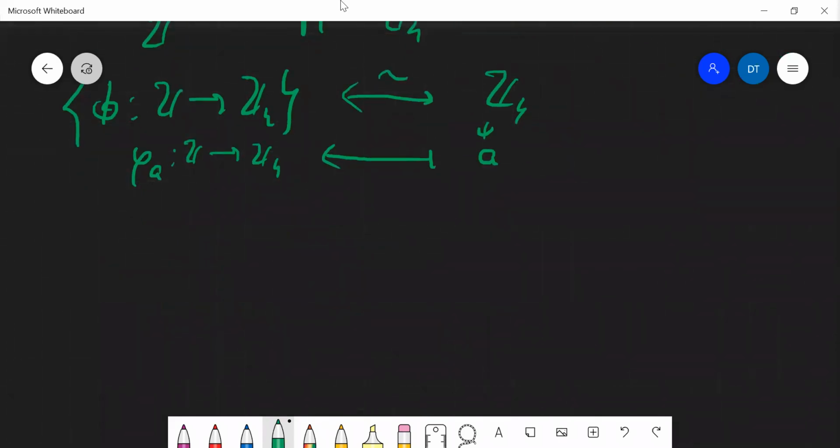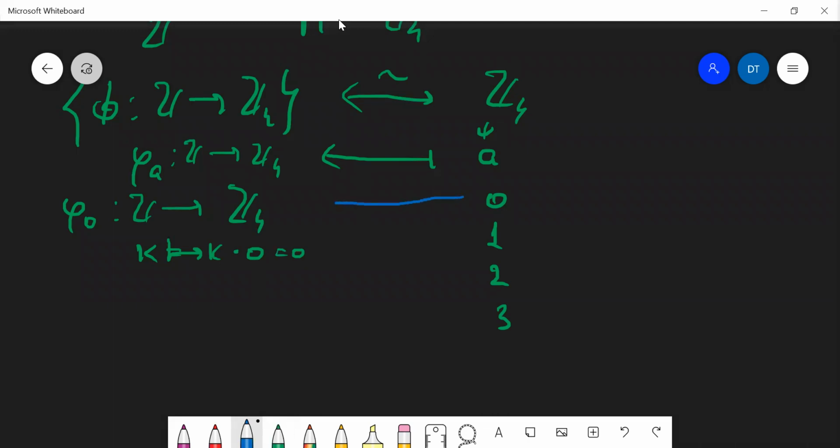So we have 4 elements here: 0, 1, 2, and 3. The element 0 gives you a map phi 0 from Z to Z4, and it takes k to the kth power of the element 0, which is k times 0. So this is simply a map taking each element to 0. So the element 0 gives you the homomorphism which takes each element k to the 0 element.